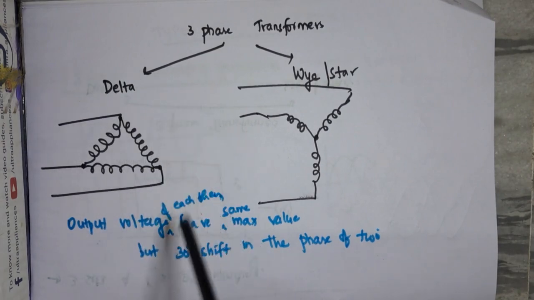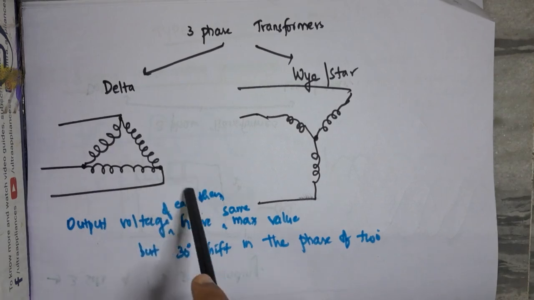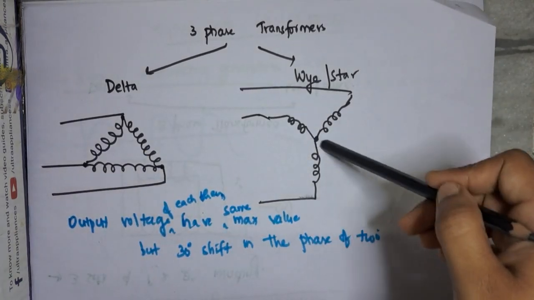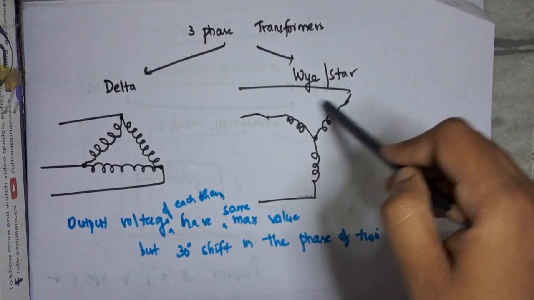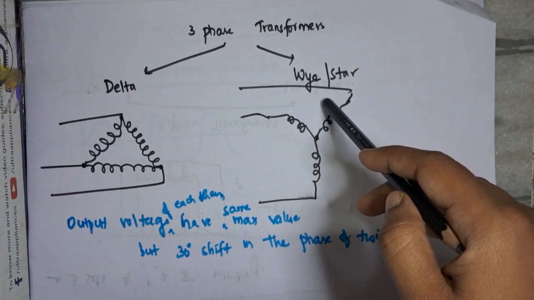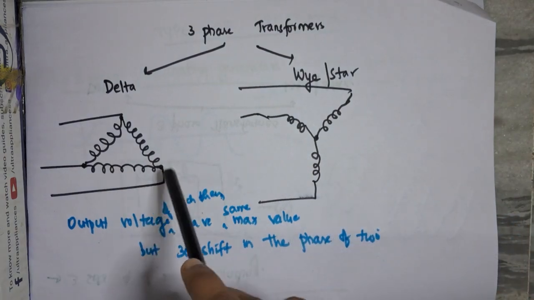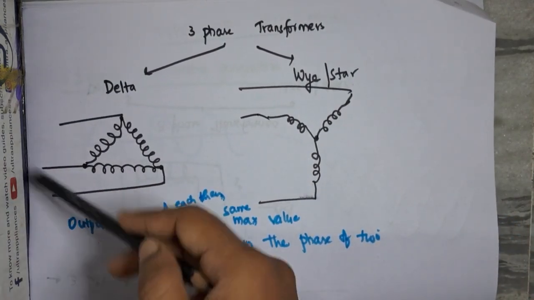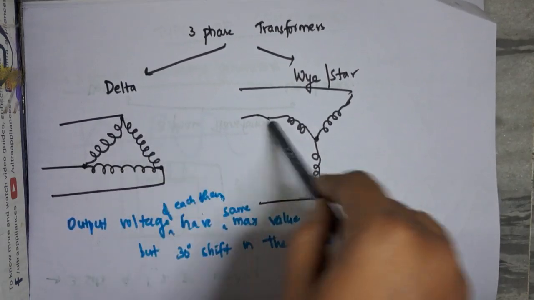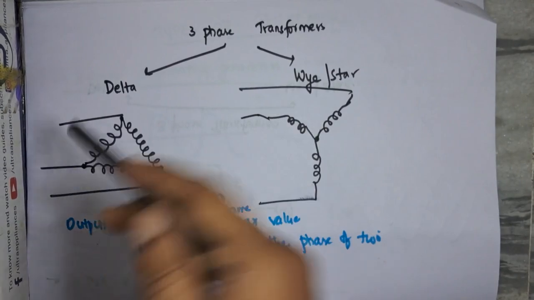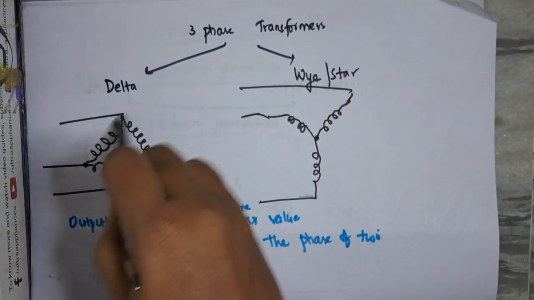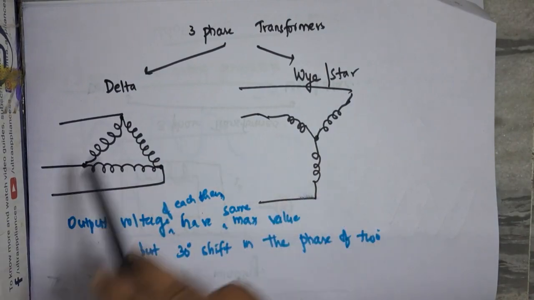in delta type of configuration, this is the delta type of configuration where the coils are arranged in triangular shape, whereas in Y type of configuration they are arranged in this way, right? Now these 3 are connected to the electrical potential. See, this can act as primary and this can act as secondary. These both, delta and Y, can be kept side by side, and this can act as primary, this as secondary, and so on. So in this way we can alternate it.